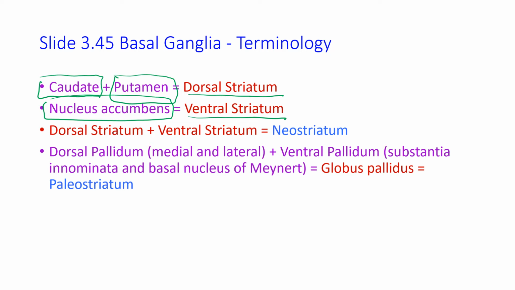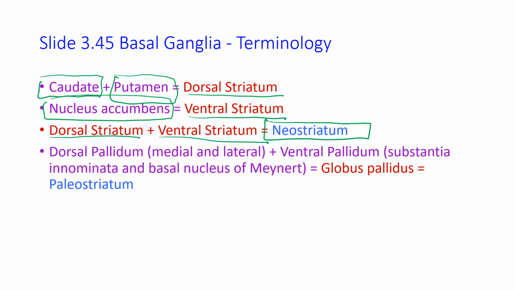And then, based on phylogenetic development, we can take the dorsal striatum, caudate and putamen, and the ventral striatum, nucleus accumbens, and we can call this the neostriatum. And the neostriatum is phylogenetically new in that it will be found only in the higher animals.